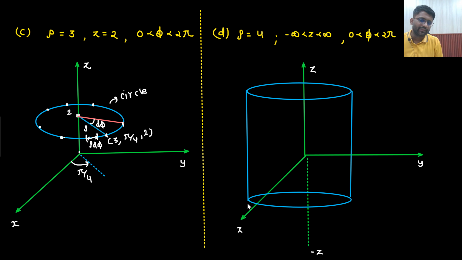Cylinder which is extended till infinity. Why is that so? Because the value of rho is fixed, no? How do I show it in 2D? In 3D, how do I show?